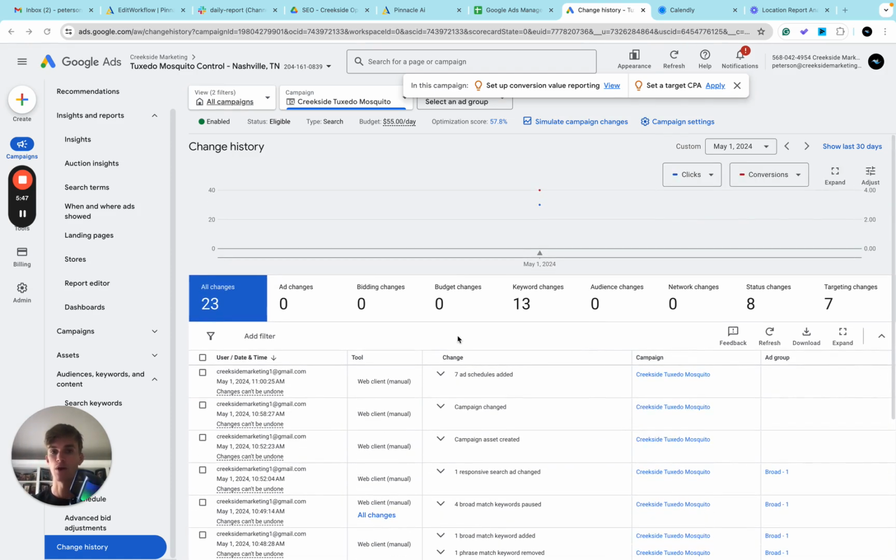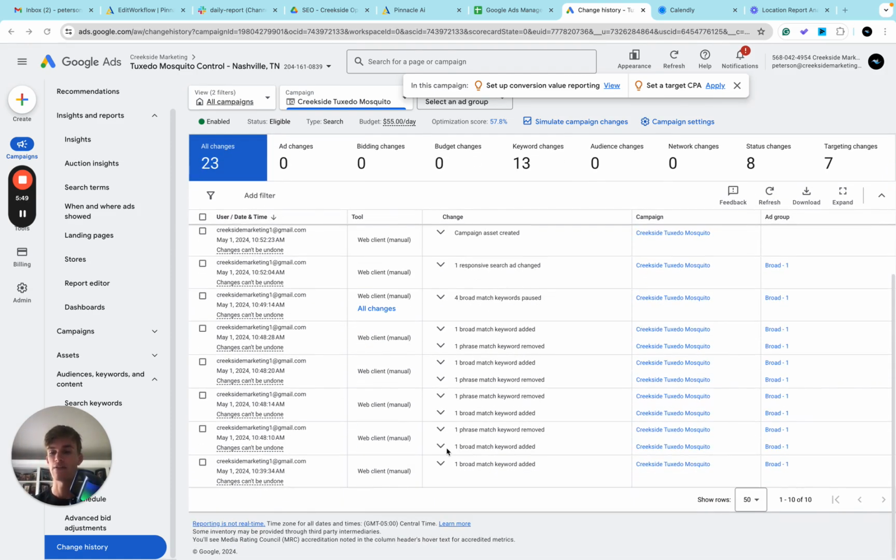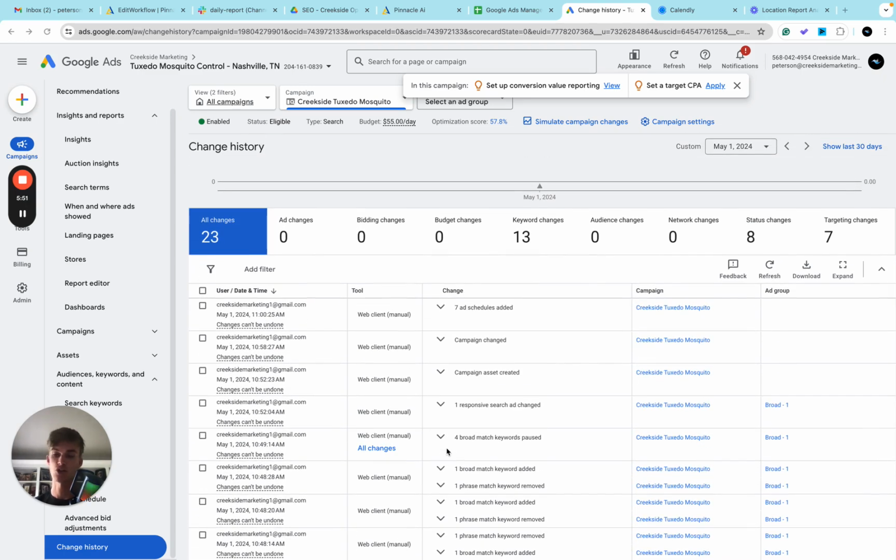But that's why we only want to look at one date, because we want to find the specific time when our performance actually dropped off significantly. So that's how we would go into the change history and find issues and fix them.